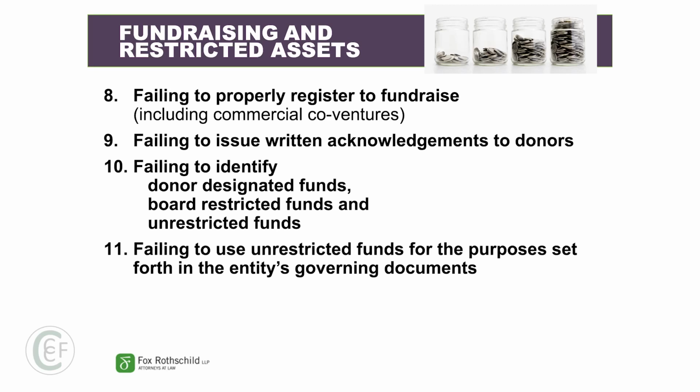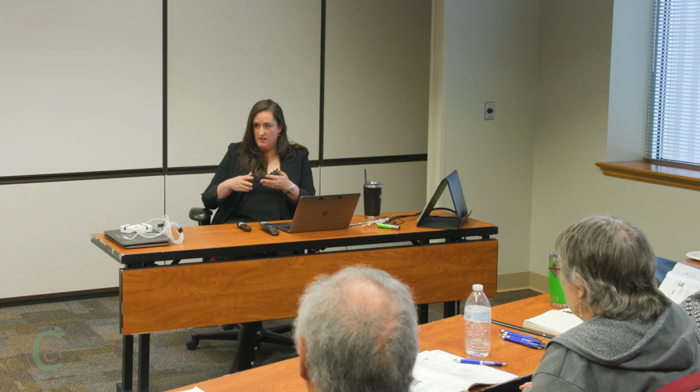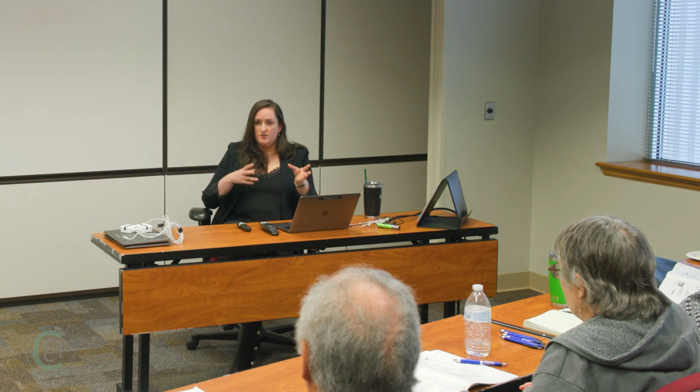So that brings us to number 11, failing to use the unrestricted funds for the purposes set forth in the entity's governing document. We already discussed that. Those are the articles. Another thing to keep in mind, if your articles of incorporation and your bylaws say two different things, your articles control. So you can amend your bylaws until you are blue in the face, but if your articles say something else, you've just spent a lot of time doing nothing.